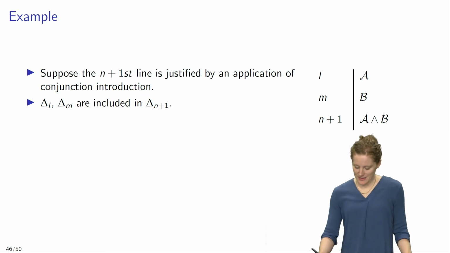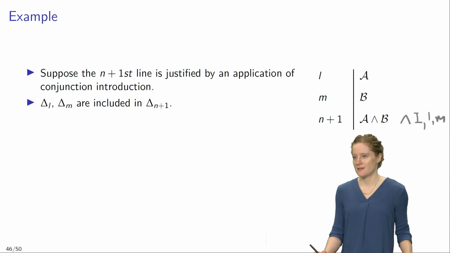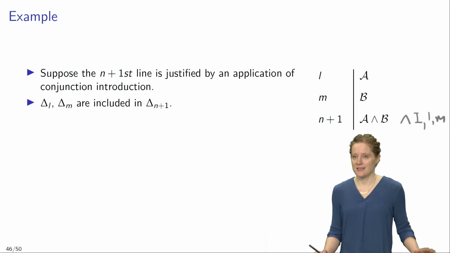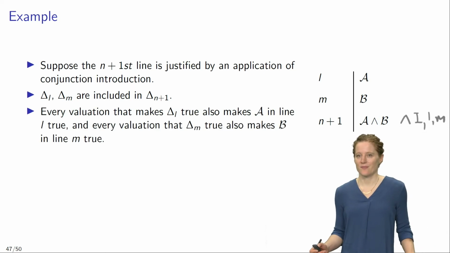And so since line n plus 1 is justified by means of an application of conjunction introduction applied to lines L and M, we know that lines L and M are not within subproofs that are closed when we get to line n plus 1. And that means that delta L and delta M are included in delta n plus 1. Okay, that was a first important observation.